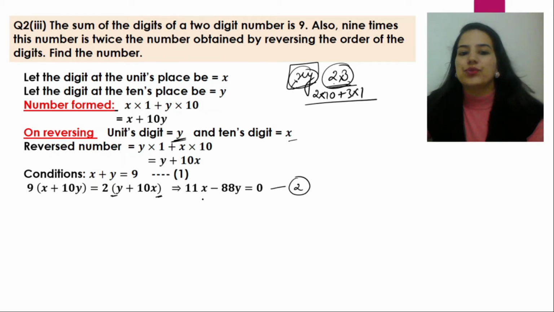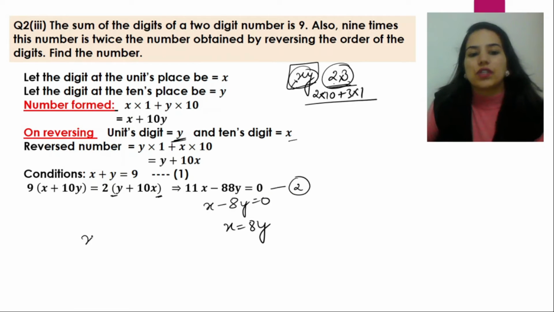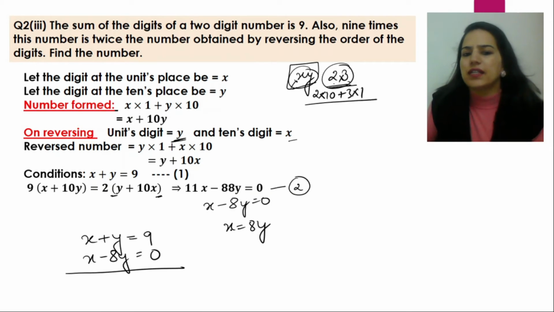Or I can even reduce it by dividing by 11. I get 8x minus 8y is 0, or x is equal to 8y, right? Instead of elimination, I can even substitute it here, right? Or if you still want to go by elimination, x plus y is 9, x minus 8y is 0. Continuing with elimination only, else you can just put 8y, substitute also, right? In the paper, if the method is not mentioned, you are free to use any method.